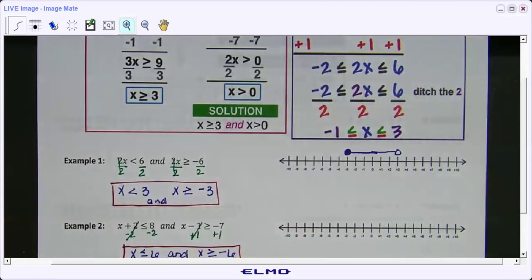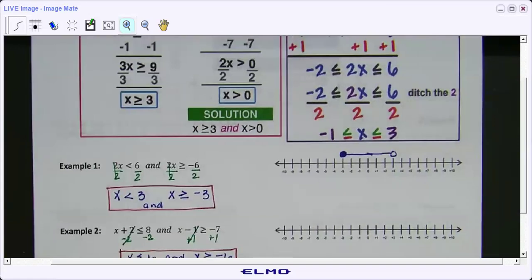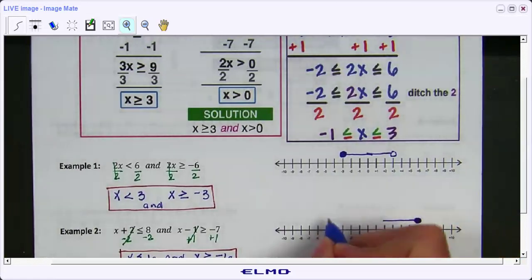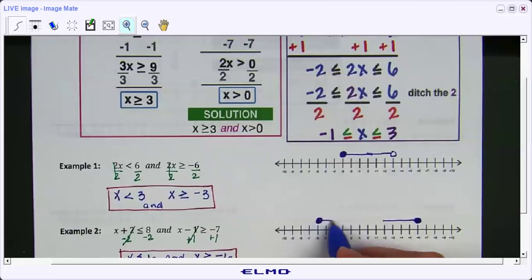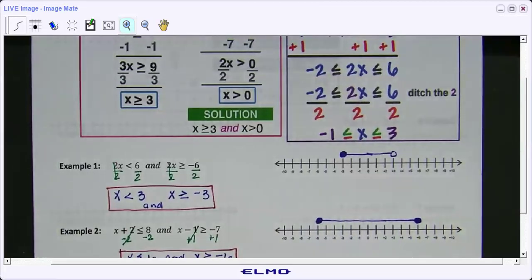And then part 2, we're going to graph it. So x is less than or equal to 6, that tells us it's going to be a closed circle above 6. Since it's less than, it will go to the left. And then x is greater than or equal to -6, so we're going to plot a closed circle above -6 and connect these. They're being connected because they are conjunctions. They have the word and, okay?